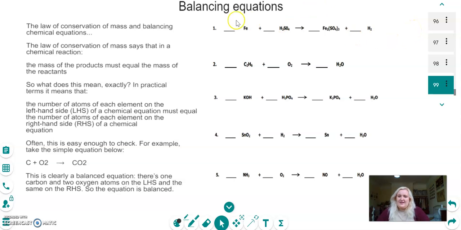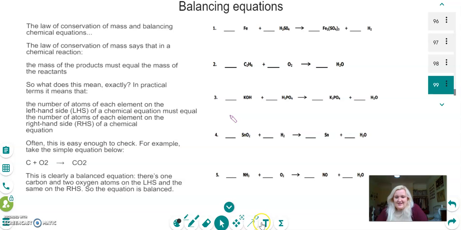Moving on from that, we're going to look at our first example here. This example has, on the left-hand side, iron, hydrogen, sulfur, and oxygen. And then you have these things again on the right-hand side in the products.